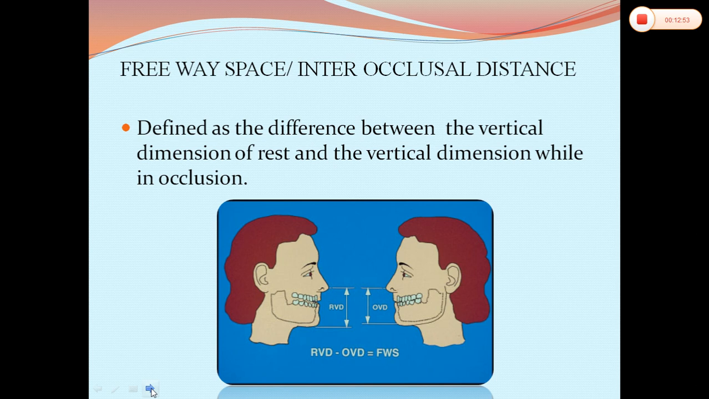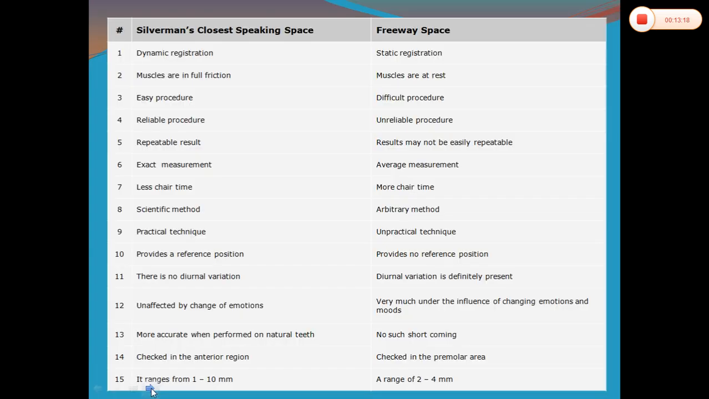The freeway space, or interocclusal distance, is the distance between the vertical dimension of rest and the vertical dimension in occlusion. You can see it clearly shown in the diagram. So these are the main differences between Silverman's closest speaking space and freeway space. You can go through this tabular form.